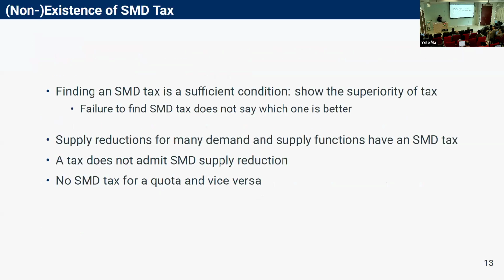If you do not find such a tax, you cannot say that there is not a tax that dominates the observed supply reduction policy. But we do find that for many demand and supply functions, you indeed can find such a surplus matching with dominated quantity distribution tax.